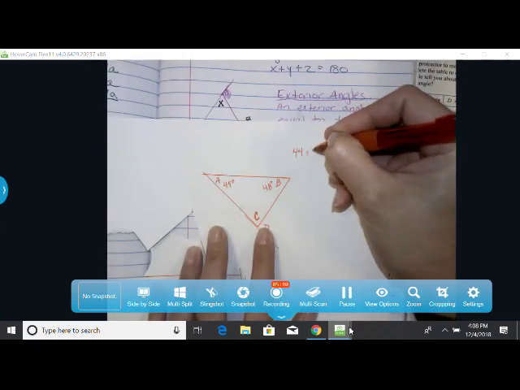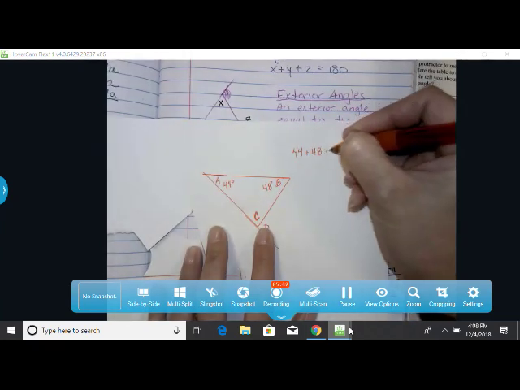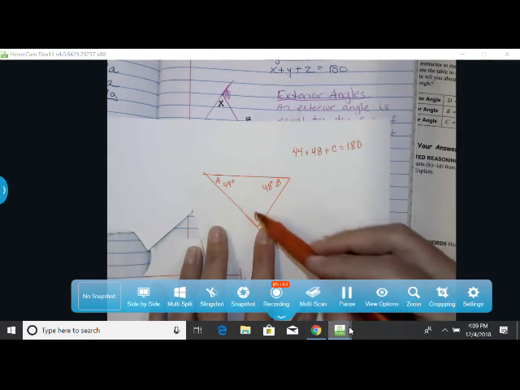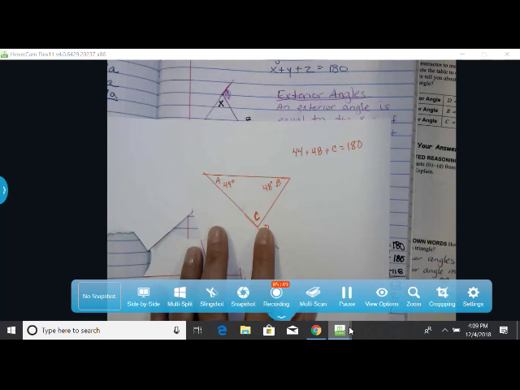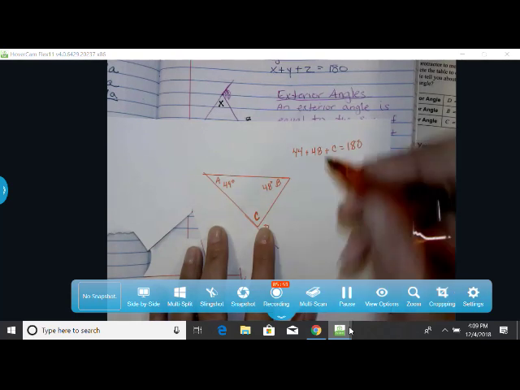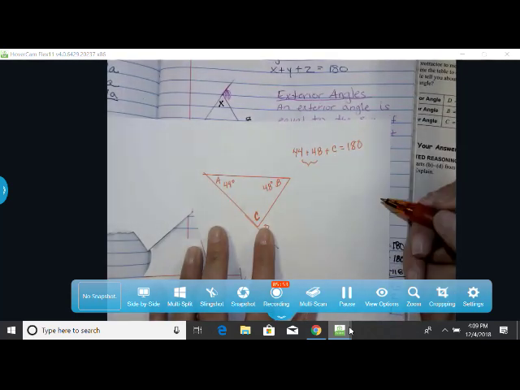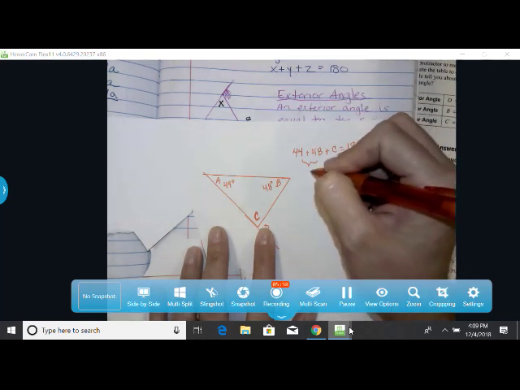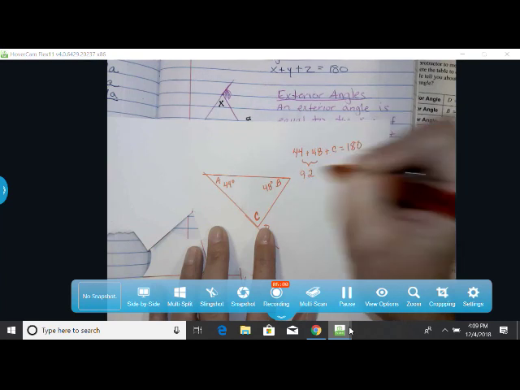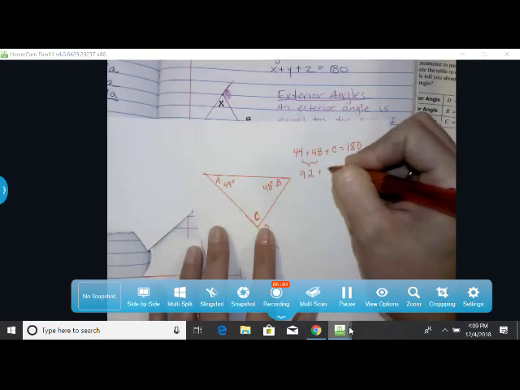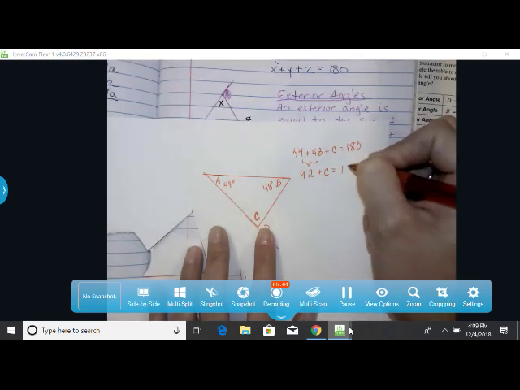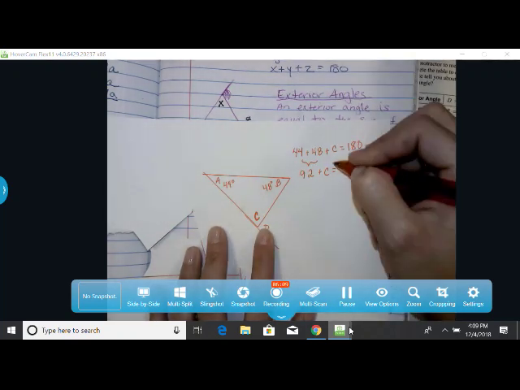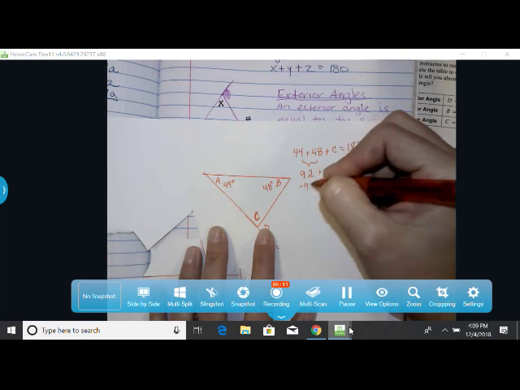44 plus 48 plus C equals 180. All three of these angles together are 180 degrees. If I combine my like terms, 44 and 48, I get 92 plus C equals 180. Subtract 92 from both sides.